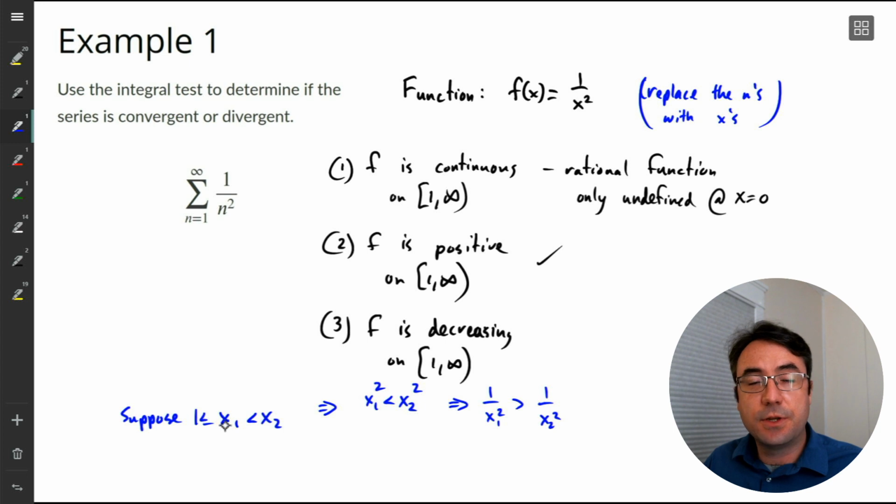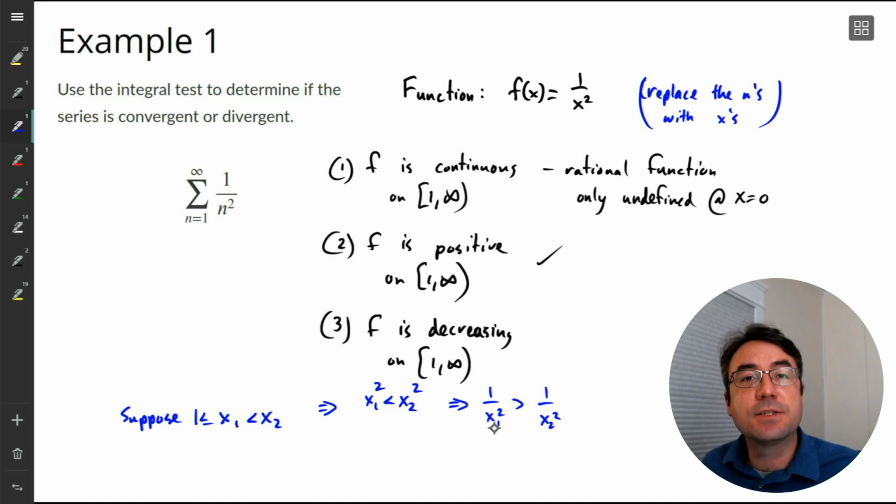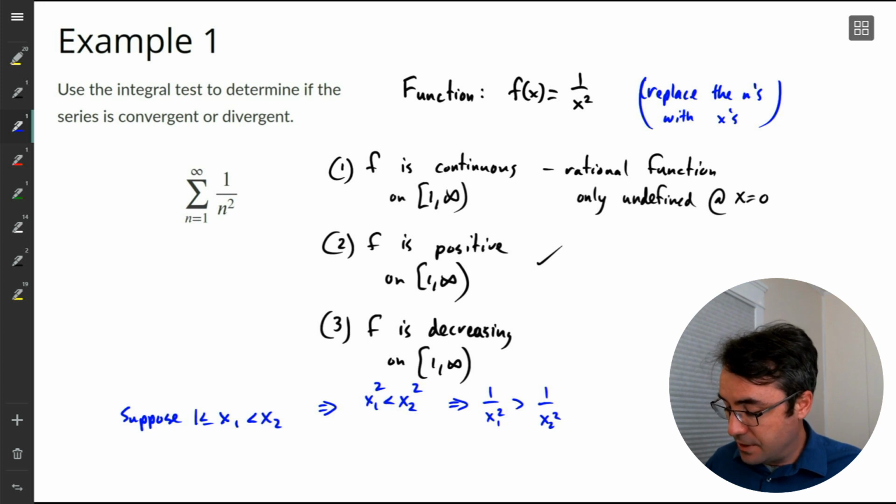So what we've just shown is we've started off with 2 numbers, x1 and x2, where x2 was bigger. And with this sort of inequality argument, we've just shown that when we plug x1 into our function, that actually gives us the bigger number. So 1 over x1 squared is greater than 1 over x2 squared. And this is just our function value at x1. This is our function value at x2. So this shows decreasing.